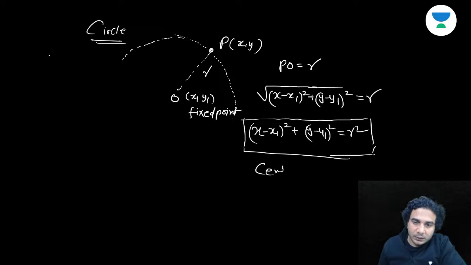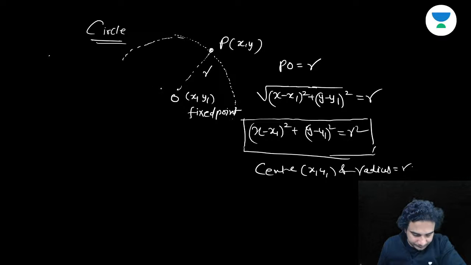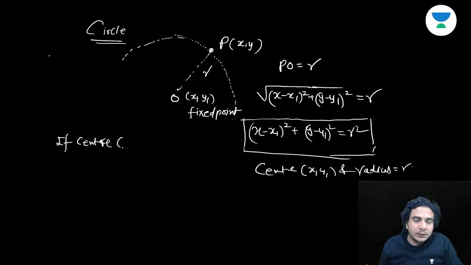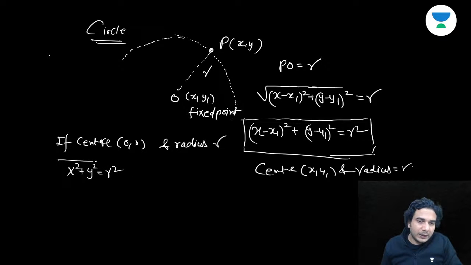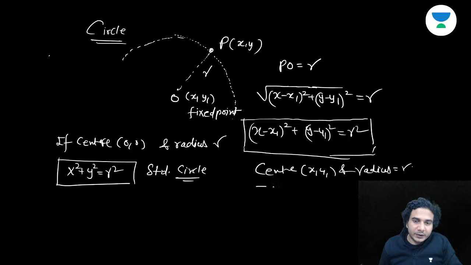with center x1 y1 and radius R. Radius is equal to R, all right? Is this point okay? If center is 0, 0 and radius R, then the equation is x square plus y square is equal to R square, all right? And this is called a standard circle. When center is at origin, then it is called a standard circle. This is the general circle, okay?